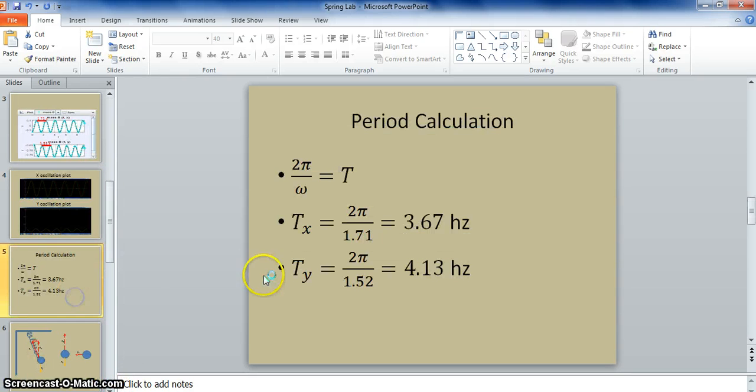Since we know the frequency of oscillation, we can calculate the period with the formula 2 pi over frequency equals period. The period in the x direction is 3.67 Hz, and the period in the y direction is 4.13 Hz.